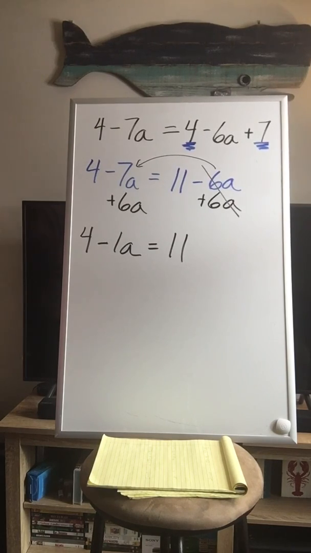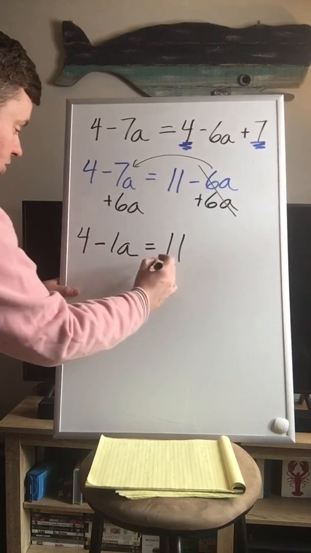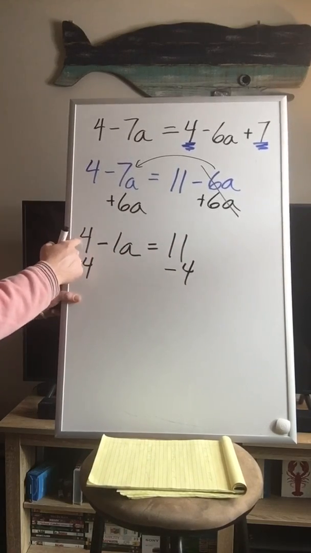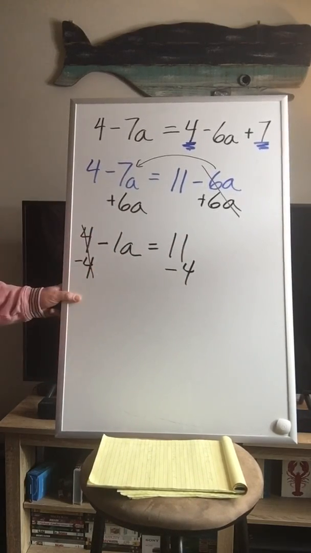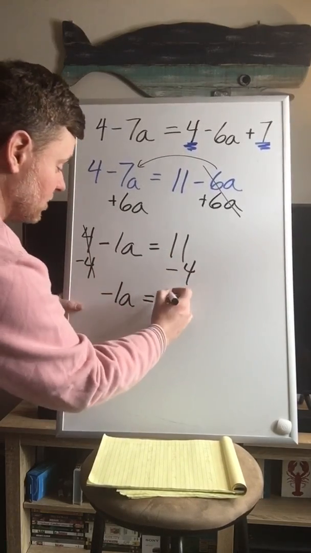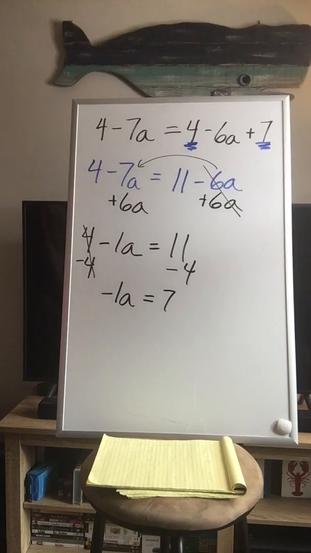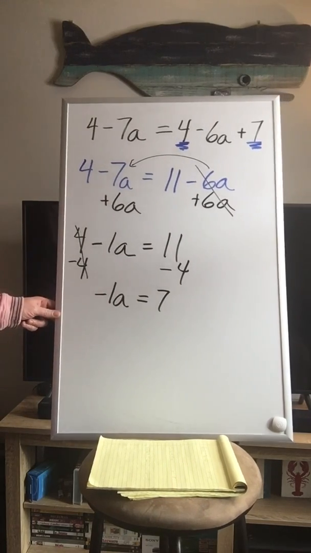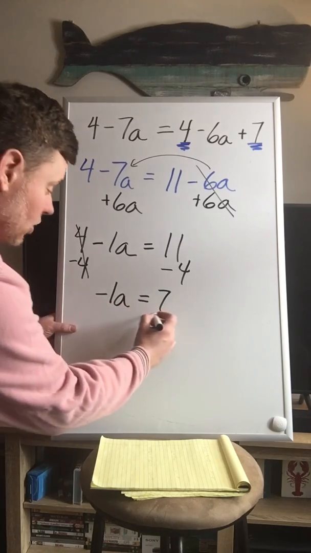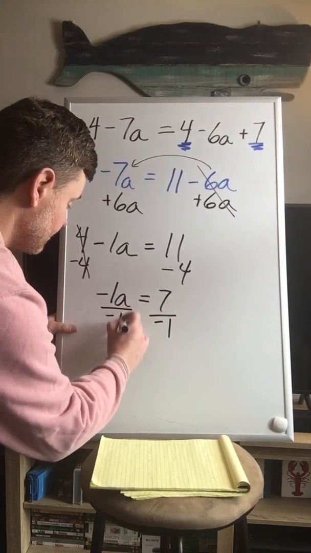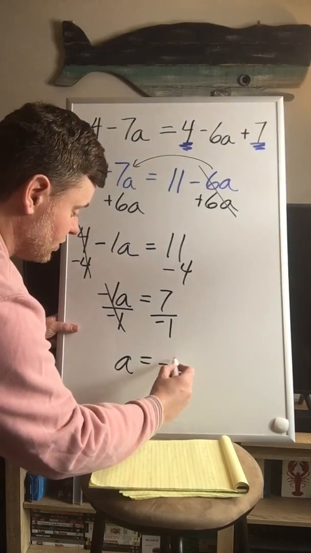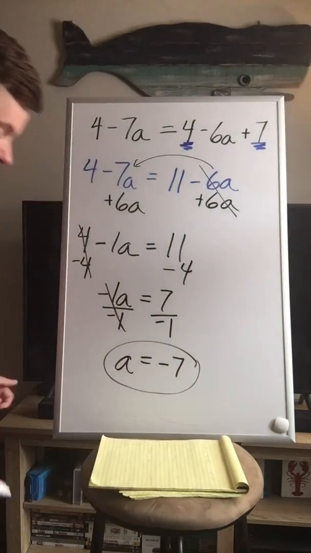Okay? And now I finish solving. 4, I'm going to subtract 4 from both sides. Again, inverse operations. It's a positive 4, so I minus the 4. And now I have negative 1a equals 11 minus 4 is 7. And then the last thing I have to do is get rid of that negative 1, which is being multiplied by a. So I'm going to divide by negative 1. And 7 divided by negative 1, that just changes the sign. So the answer is negative 7.